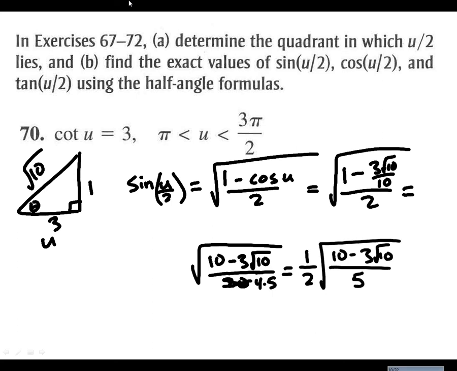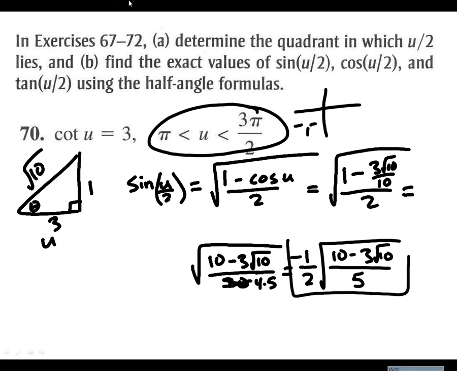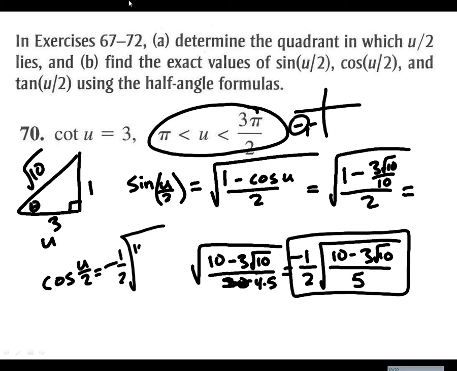And let's go ahead and take a look at this. This is in quadrant 3. In quadrant 3, everything's negative, so our answer here is going to be negative for sine. The cosine is going to look exactly the same. It'll also be negative, the x value here in quadrant 3, 10 plus 3 rad 10 over 5. All right, I'm going to go ahead and erase this and plug in tangent.